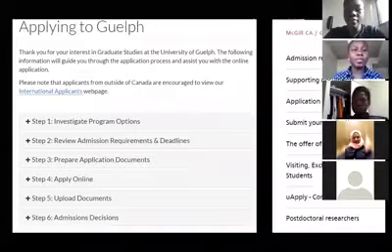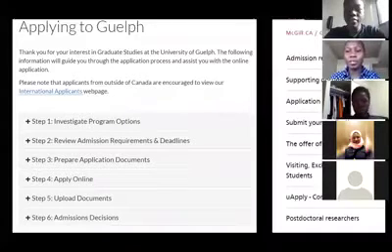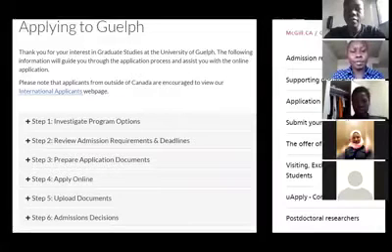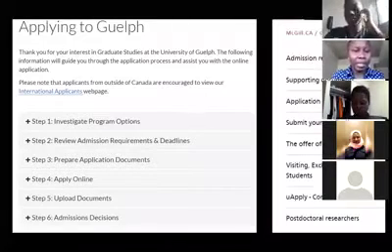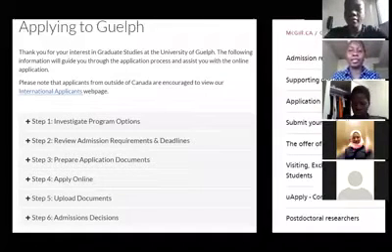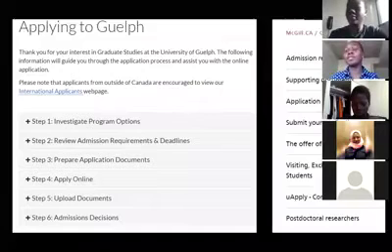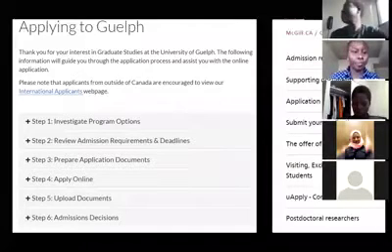The first step is to investigate your program options. What are my options? What do I want to pursue? The second step is to review admissions requirements and deadlines. For that, Ayomide will talk briefly on that. Then prepare application documents. The documents I mentioned before are some of the documents you need to prepare.